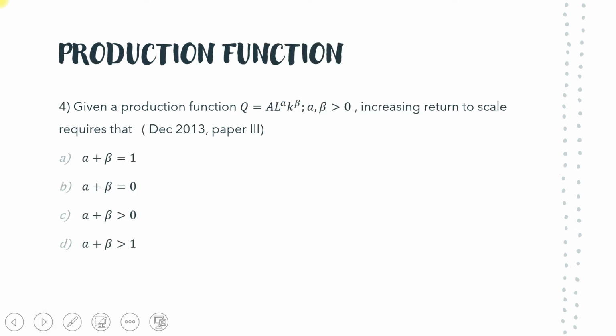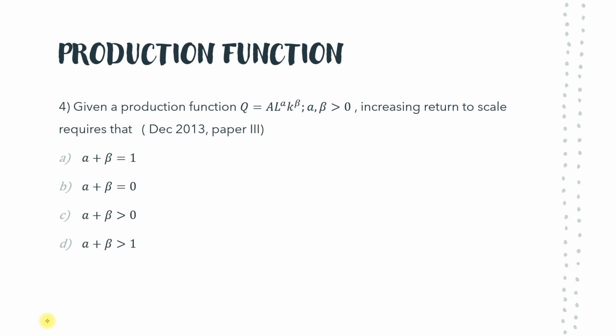Next question, we have been given a production function question. As you can see, the production function is a Cobb-Douglas production function where Q is equal to A L to the power alpha and K to the power beta. Now A, alpha and beta should be greater than 0. It is given in the question, and this is a question from December 2013 paper 3. So we need to find increasing returns to scale.